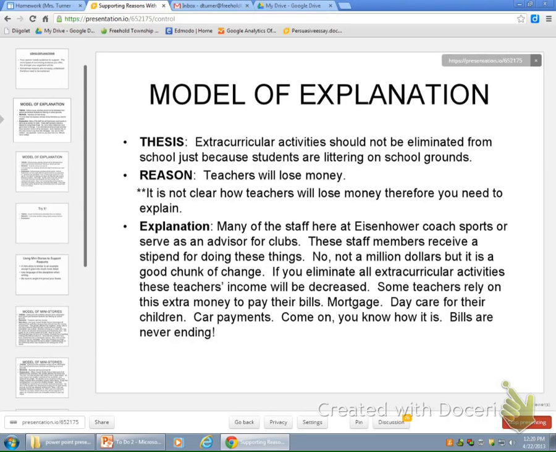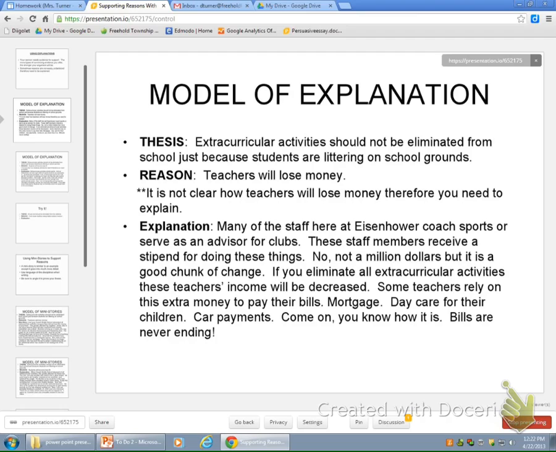So if you look at my example, go ahead and read it to yourself. And if you have any questions, please put them in the little discussion section of the presentation IO. So basically, the reason is that teachers will lose money. Sometimes the reader might say, wait, I don't get it. So you're telling me because they got rid of these extracurricular activities, the teachers are going to lose money?